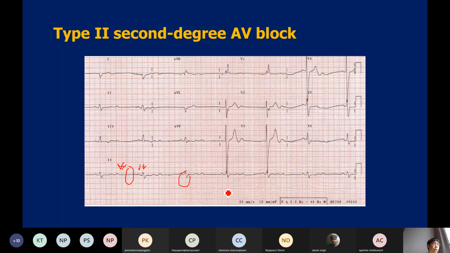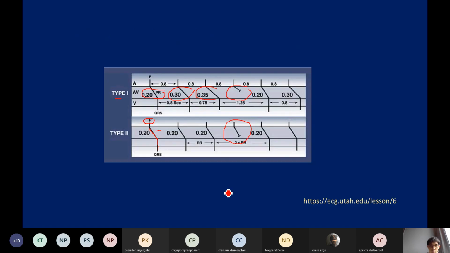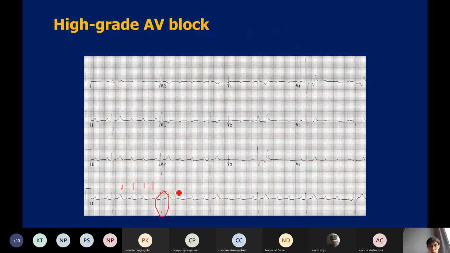But if there are 4 atrial beats and only one conducts into the ventricle, this means that the conduction is more severe, right? Because there are 4 impulses generated, but only one could conduct into the ventricle. If there is more than a 3 to 1 ratio, it is a high grade AV block. You see that this is 4 to 1. The P wave here is in the T wave.